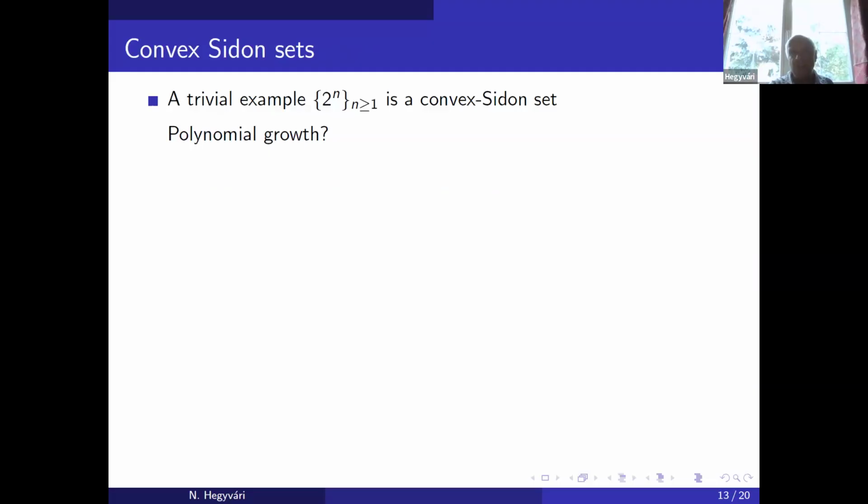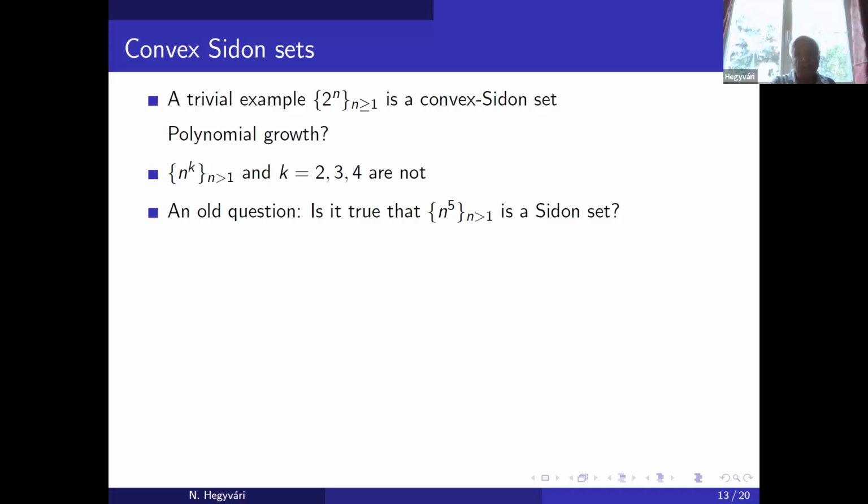Okay, so I turn to the question of convex Sidon sets. My request is that we have a Sidon set which is convex, and the question is: what can we say about it? The trivial example is the powers of 2, which is clearly a convex Sidon set. What about polynomials? Then n squared, n cubed and n to the 4 are not, and it has a simple arithmetic reason. And an old question is: what about the fifth power?